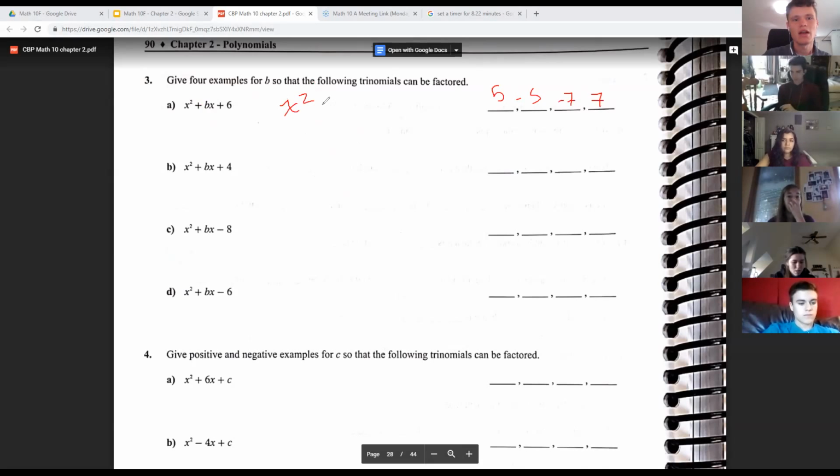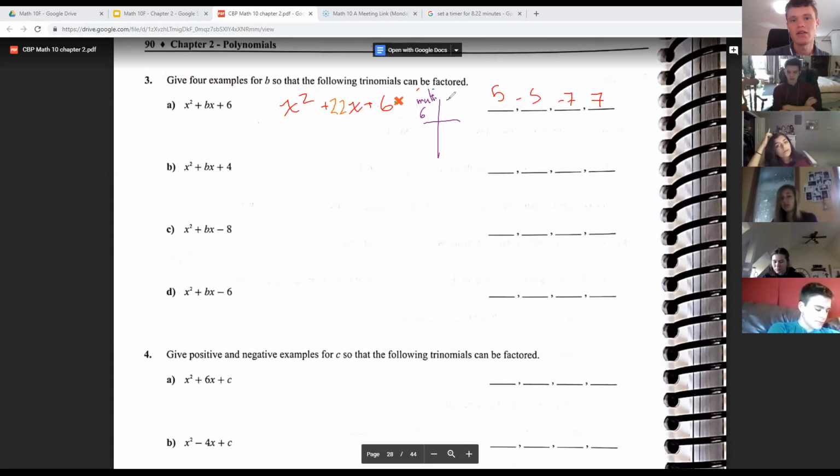And so if we had, for example, x squared plus 7x plus 6, we know that can be factored, right? Not everything can. For example, if this number was 22, just a random number, this can't be factored. We could try and try. We would look for 2 numbers that multiply to 6 and add to 22. There are no such numbers, and so this one cannot be factored.